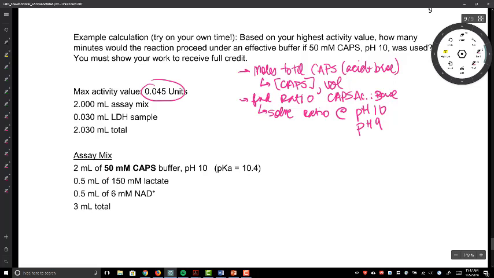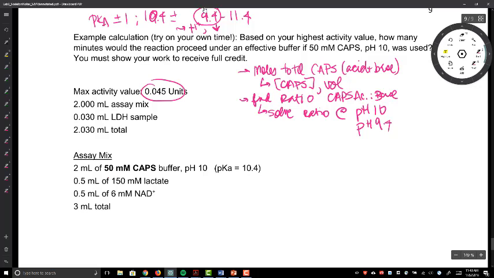because the effective range of a buffer is the pKa plus or minus 1. And so for CAPS, this pKa is 10.4. So 10.4 plus or minus 1 is 9.4 to 11.4. Now our reaction is going to produce protons. So as the reaction progresses, the pH is going to decrease. So that means we would be approaching the limit of 9.4 rather than 11.4.